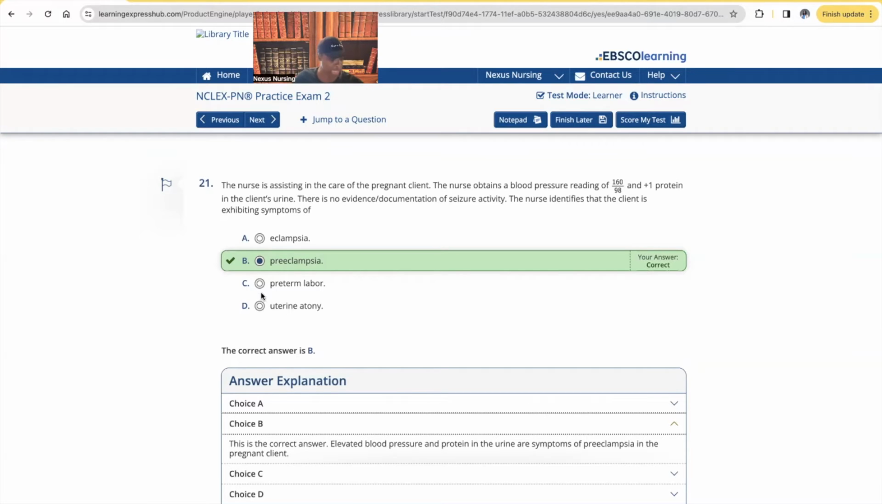Now, with preterm labor, this patient's not exhibiting any symptoms of preterm labor. There's no contractions, there's no cervical dilation, no effacement, nothing. So it's not going to be preterm labor. And of course, uterine atony, there's nothing talking about the uterus being boggy. What does atony mean? A means without, tony, tone, without tone. The uterus being without tone, that uterus being boggy. There's no mention of this. They're talking about the hypertension and the protein in the urine with no seizure. We're talking about preeclampsia.